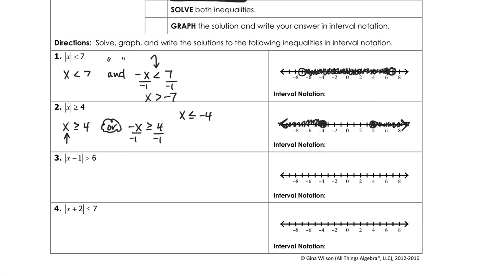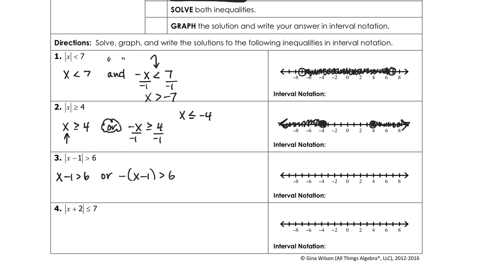So let's take a look at two more. It says the absolute value of x minus 1 is greater than 6. So because it's a greater than, I'm just going to use the word or in between my two things. So x minus 1 is greater than 6, or, going into my second case, I've got the positive case. Now I'm going to create the negative case, which means I basically take a negative in front of a parenthesis and go x minus 1 is greater than 6.